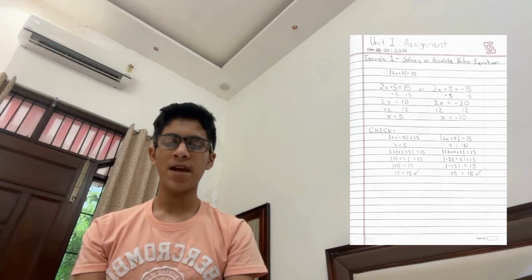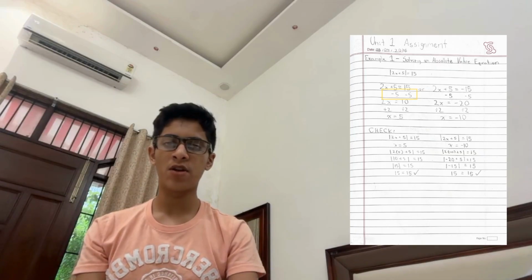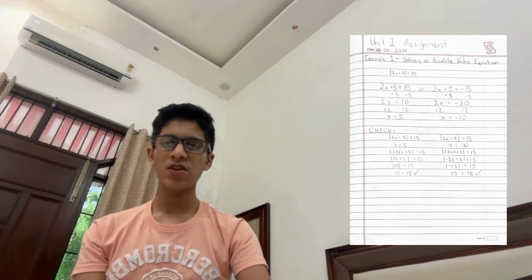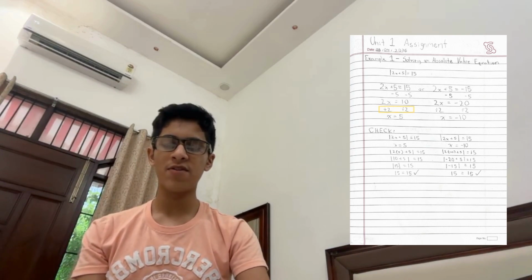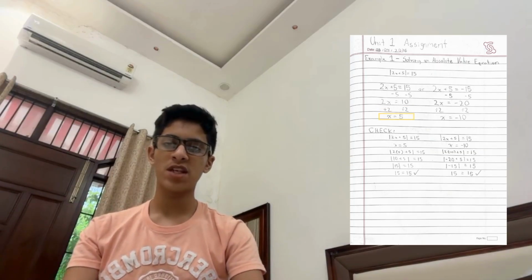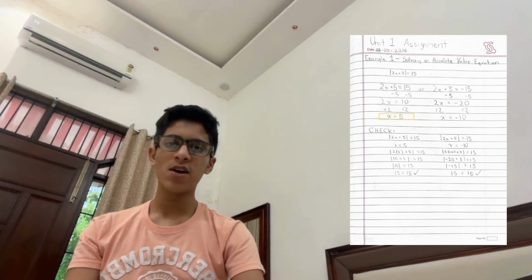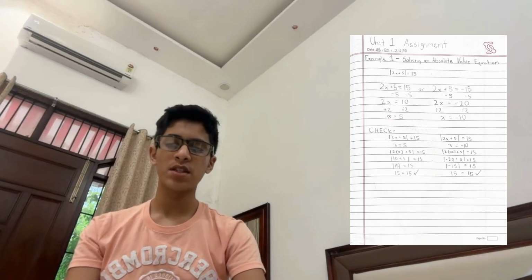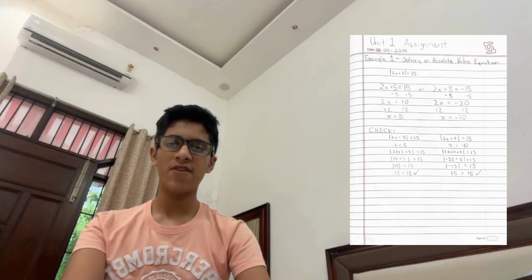The first step I do is subtract 5 from both sides to isolate the variable's term on the left side. Now I have 2x equals 10. Next, I can divide both sides by 2 to get rid of the coefficient and solve for x. So my first solution is x equals 5. Now I'll solve the second equation. 2x plus 5 equals negative 15.